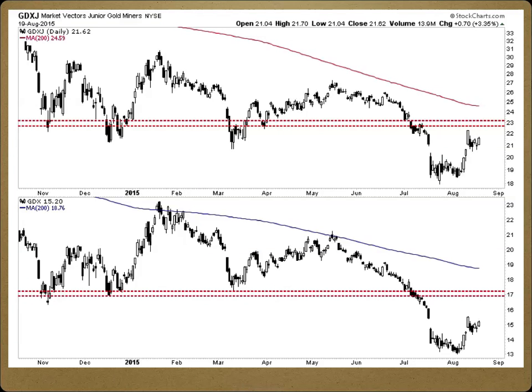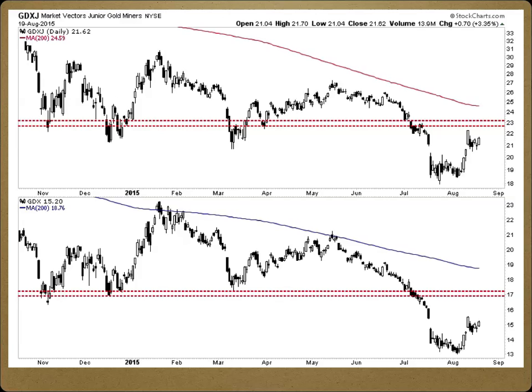Here are the daily candlestick charts for GDXJ and GDX. The target for GDXJ is right around 23. Perhaps it could reach 24. The 200-day moving average is at 24.60, and that's declining. So it's possible it could go up to 24, maybe a little bit above. But that's what I'd look at there.